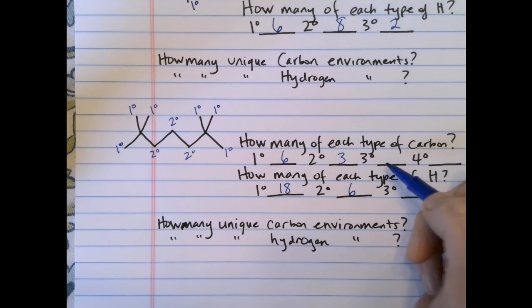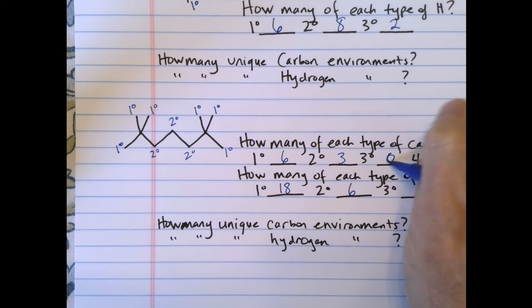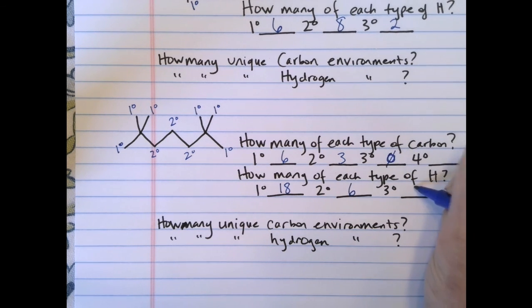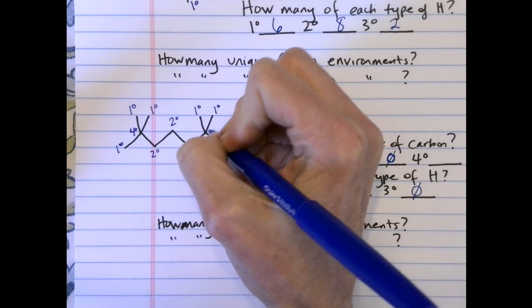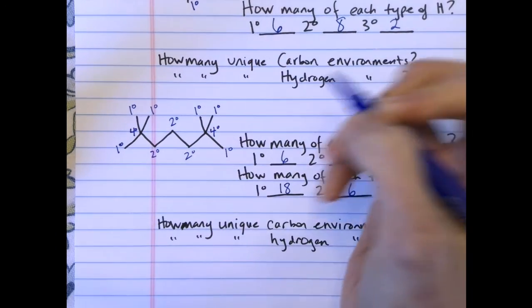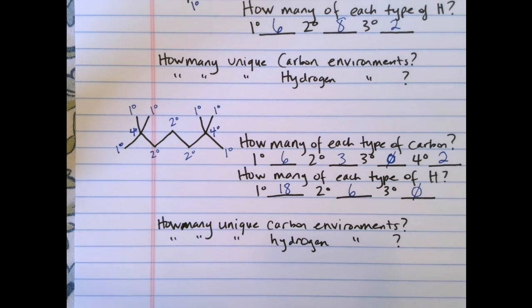Tertiary, I don't see any tertiary carbons in this molecule. There are no carbons that are attached to 3 other carbons, which means there are no tertiary hydrogens. If we don't have tertiary carbons, we can't have tertiary hydrogens. And now lastly, here we finally get to see some quaternary carbons. There's one right there, there's one right there, there's 2 of those, and of course they do not have hydrogens on them. So nice job if you're able to identify all of those.